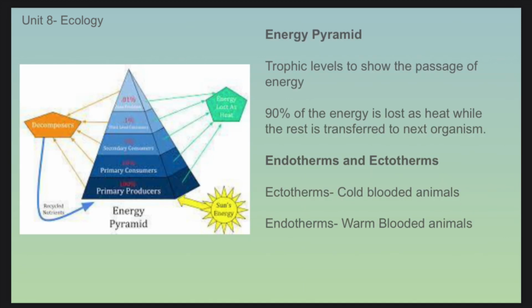Now, let's learn about the energy pyramid. Trophic levels show the passage of energy, so 90% of the energy is lost as heat when it's eaten by the next animal. So, an endotherm and an ectotherm. These are really simple. Ectotherms are cold-blooded animals, endotherms are warm-blooded.